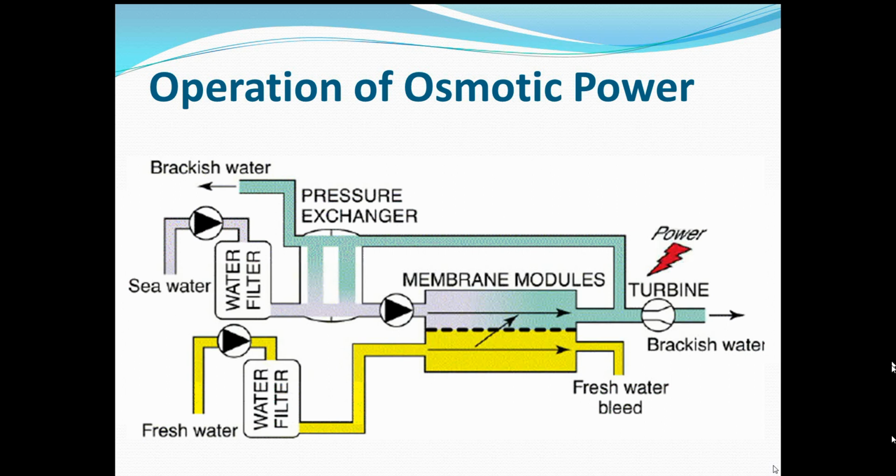Now, if we look before the turbine, there is a stream of pressurized water going into the pressure exchanger. This pressurized stream of water actually helps the seawater coming through the water filter to get pressurized.